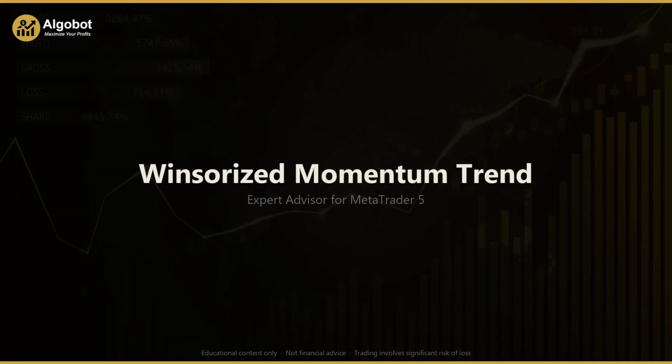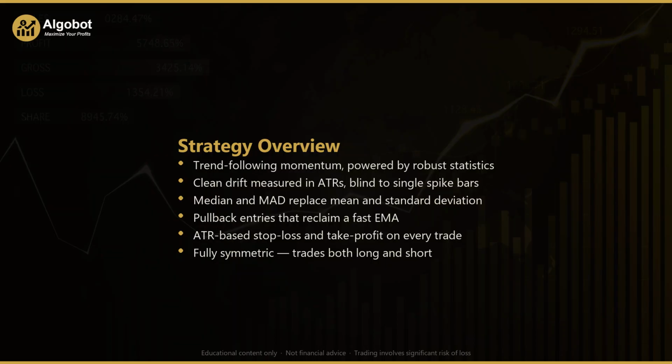Today we're exploring a strategy called Winsorized Momentum Trend. This is a trend-following system built on robust statistics. Instead of trusting raw momentum, it measures directional pressure with a clipped, outlier-resistant drift, and then it looks to enter on pullbacks to a fast-moving average. By the end of this video, you'll understand how it reads the trend, how it times its entries, and how it manages risk with an ATR-based stop and target.